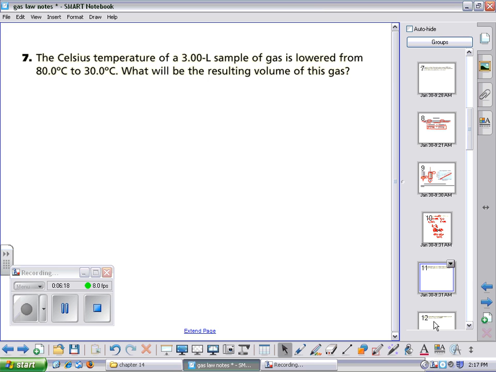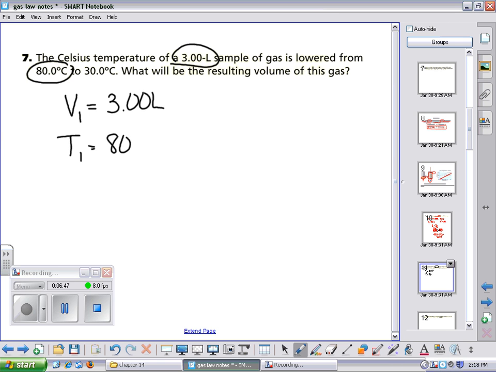It says the Celsius temperature of a 3-liter sample of gas is lowered from 80 to 30 degrees Celsius. What will be the resulting volume of this gas? So let's write down what we know. Our original volume, right up here, is 3 liters. The original temperature was 80 degrees Celsius. Remember, we got to change that to Kelvin, so we got to add 273 to that number, and that's 353 Kelvin.